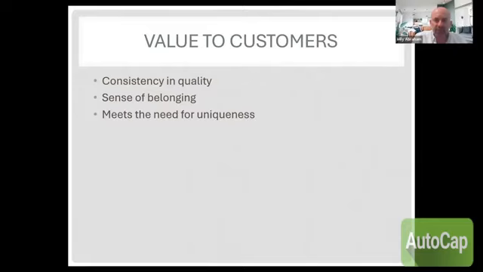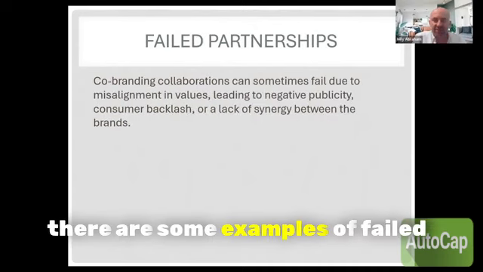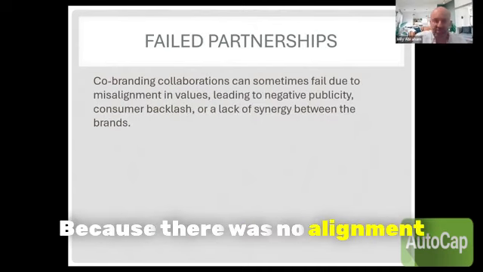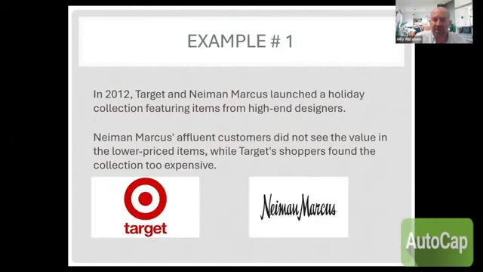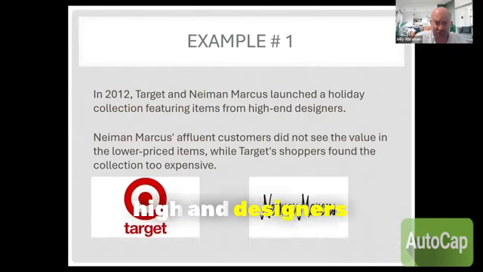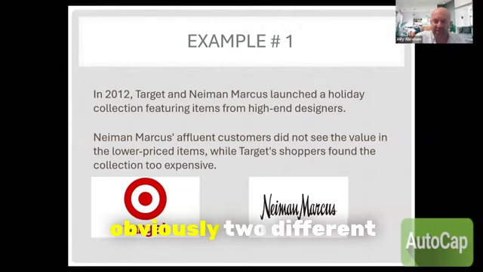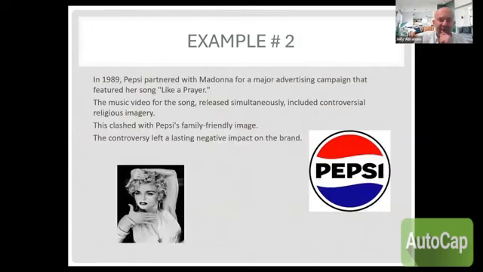Absolutely. Okay. So there are some examples of failed relationships because there was no alignment. So there's one between Target and Neiman Marcus in 2012. They launched a holiday collection featuring items from high-end designers. Obviously, two different values, and this was really not successful.